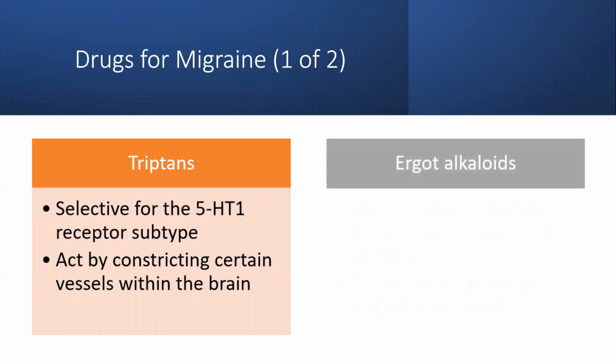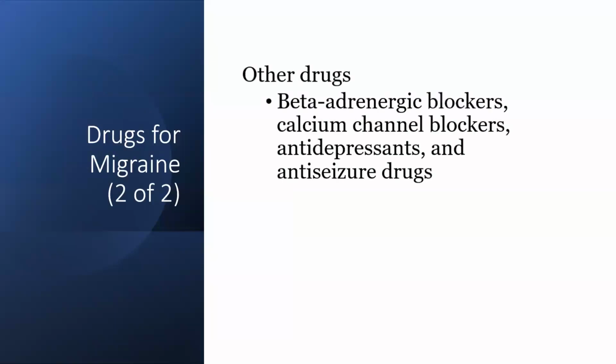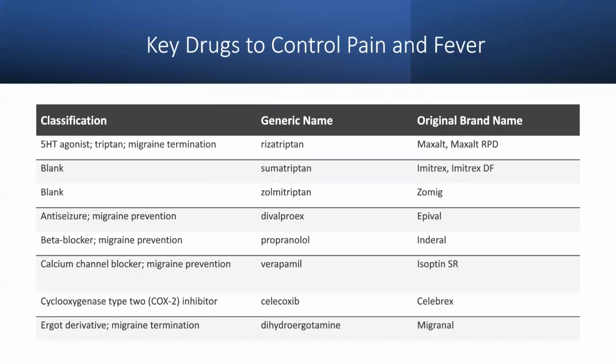Then we use ergot alkaloids. They interact with your adrenergic receptors, dopaminergic receptors, and serotonin receptors, and they produce multiple actions and adverse effects. Other drugs can be beta adrenergic blockers, calcium channel blockers, antidepressants, and anti-seizure drugs. Now, what are the key drugs to control the pain and fever?